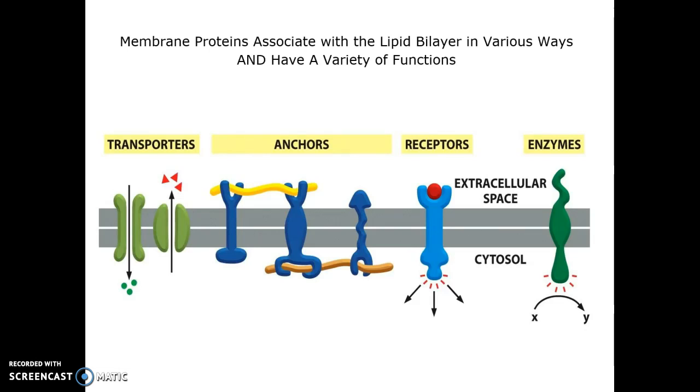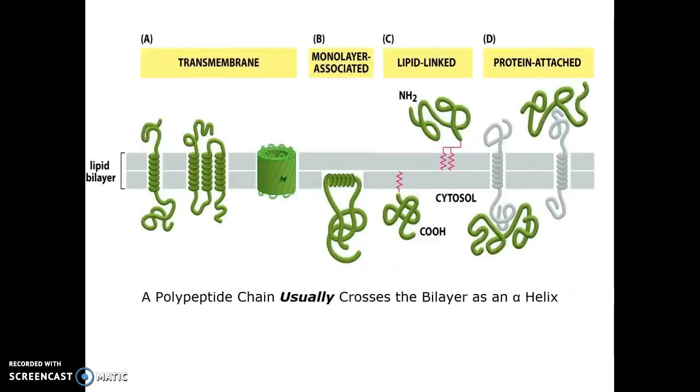So the diversity of function of integral membrane proteins is really vast. They can be lots of different structures too. Like I said, the most common is an alpha helix, but you can also have beta sheets, and that's beta barrels, and that's how we're going to cross the membrane.